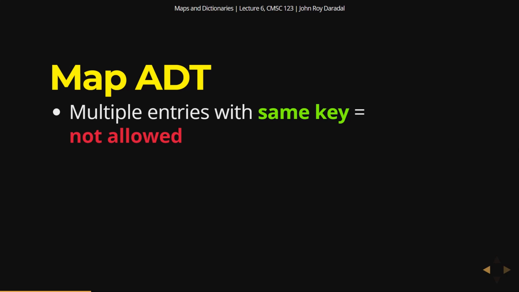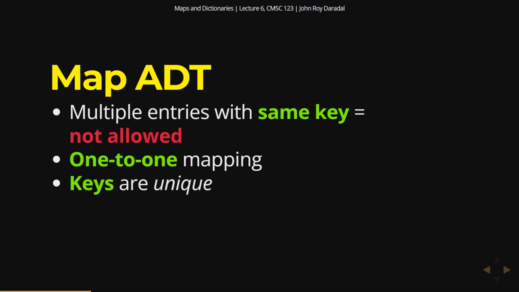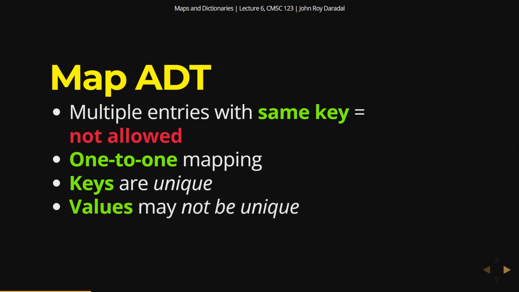Okay, so this means that there should only be a one-to-one mapping. Okay, so one key can only be mapped to one value. Okay, so this means that the keys should be unique. Okay, the values, however, need not be unique. So multiple keys could map to the same value. Okay, so what do we mean by this?